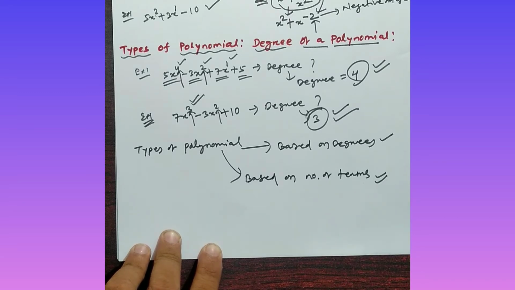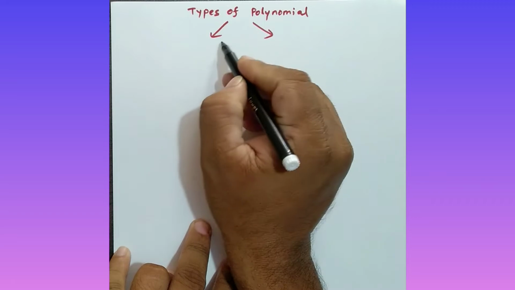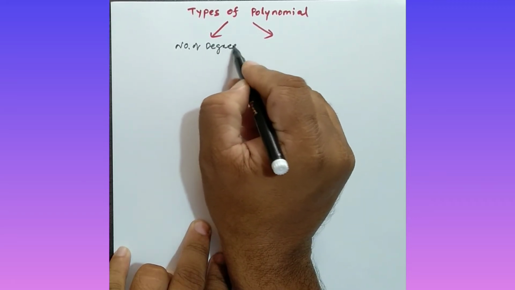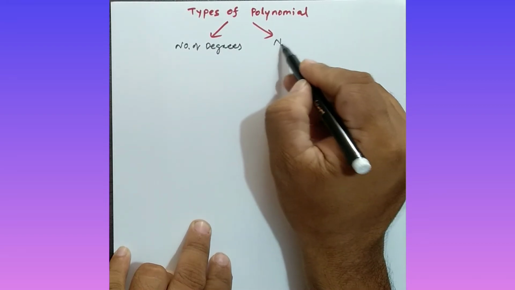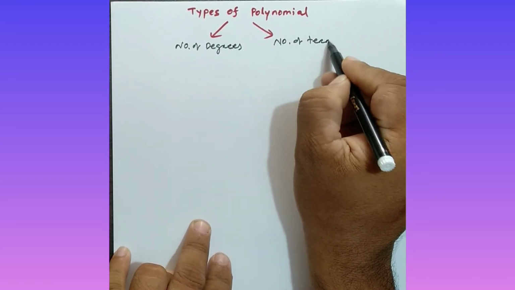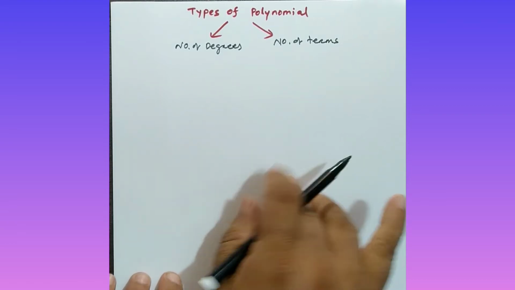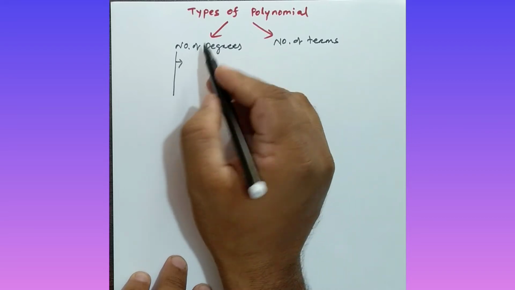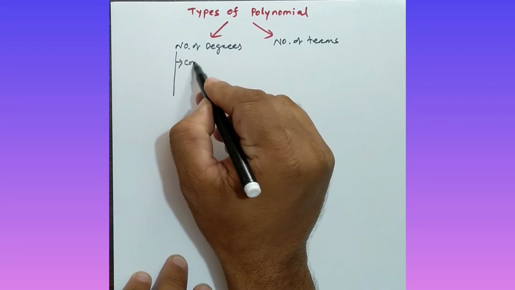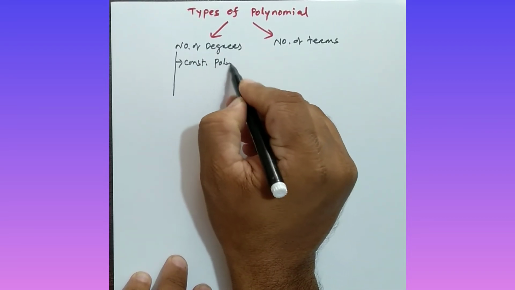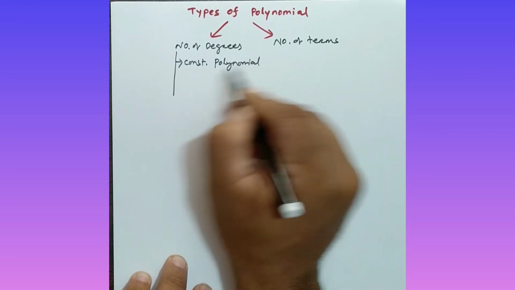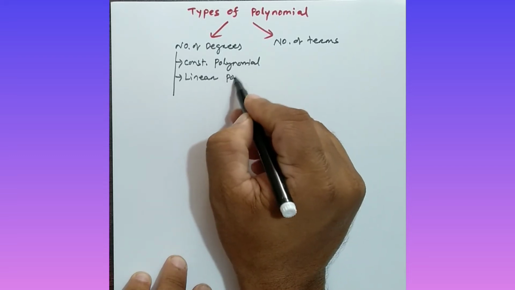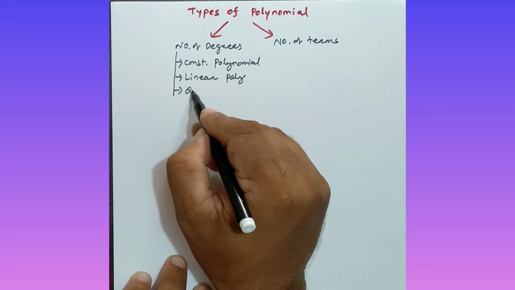First we'll discuss polynomials based on degrees, and second one is based on number of terms. Based on degrees, it is further divided into how many types? Look at, I'm writing. There is constant polynomial. Another is what? A linear polynomial. Another is what? Quadratic polynomial.